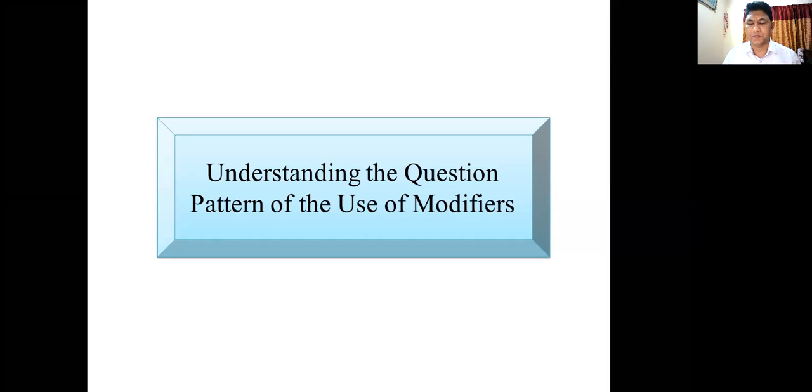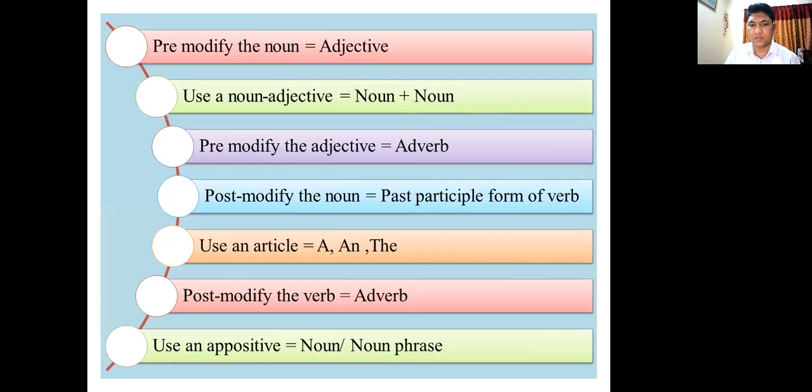I'm also fine. In my last classes, I discussed pre-modifiers and post-modifiers. Today, I'm going to discuss the question pattern of the use of modifiers. If you want to get good marks in the use of modifiers, you have to understand the question pattern. So, I have designed my class based on understanding the question pattern of the use of modifiers. Okay, let us have a look.